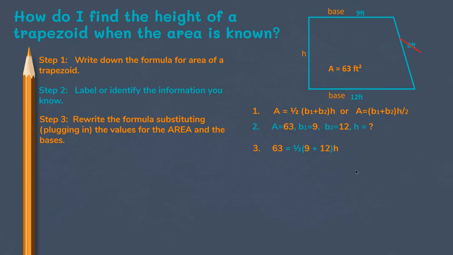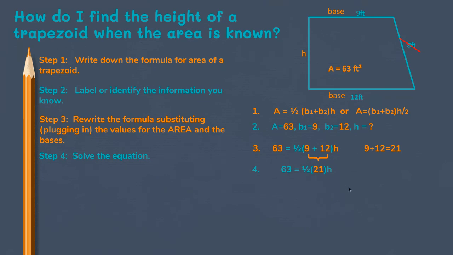Okay, so my next step is to solve the equation. So like we did when we were just solving for area, we're going to do the bases first. So we're going to add those bases together in order to start solving this problem. So 9 plus 12 is going to give us 21. So after that's done, I'm going to rewrite it, putting the 21 in the place of where the 9 and the 12 were. So now I have 63 equals 1/2 times 21 times H.